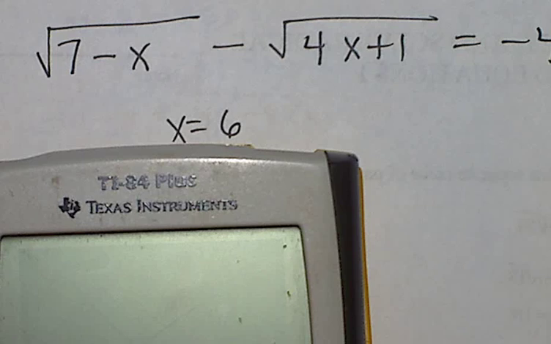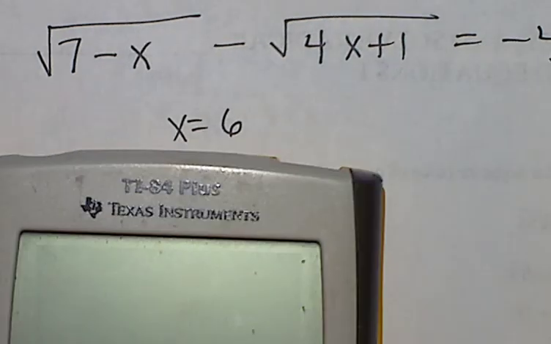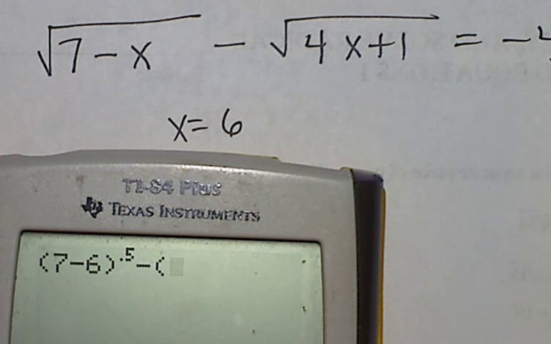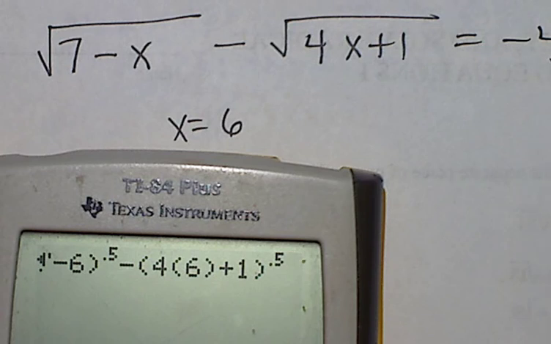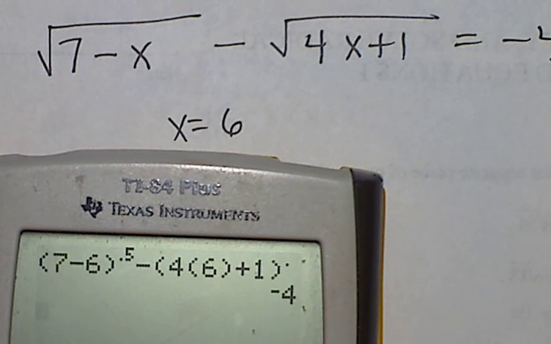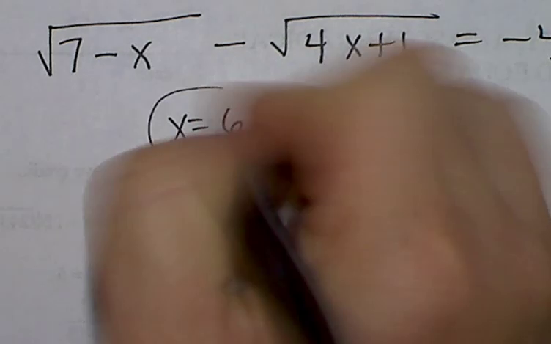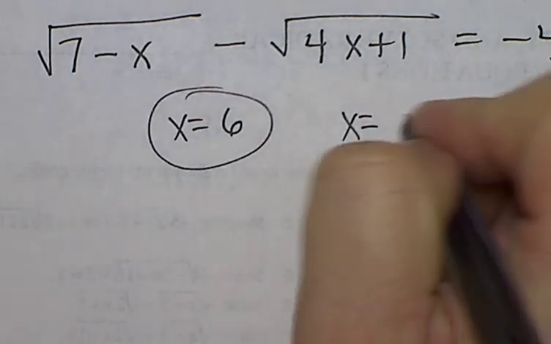And another way to represent 1 half is 0.5. So let's go parentheses. 7 subtract, again, we're substituting 6, raise to the 0.5, subtract, you're doing this on your calculator with me, please, 4 times 6 plus 1 raised to the 0.5. So those that aren't picking up a calculator, I'm asking you to do this so you're not just looking at my answer. When you're done, you're going to press enter. I have an answer of negative 4, so does the answer of 6 work? Okay, that works.